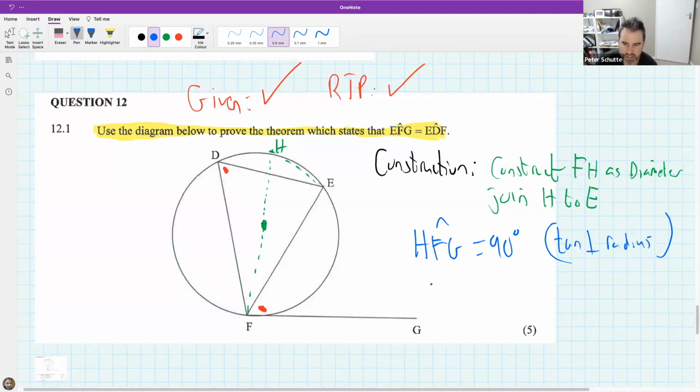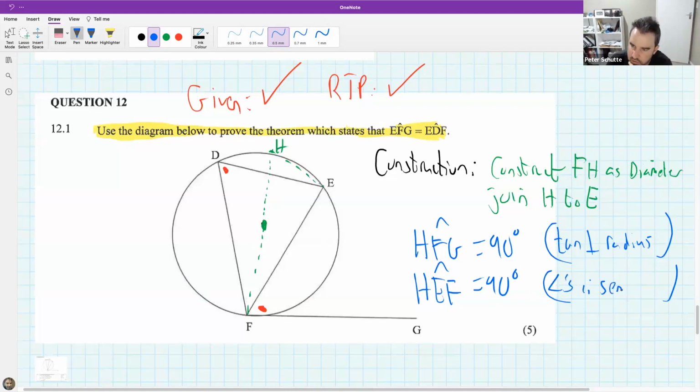And then what is the other one I need to say? HEF is equal to 90. And why is that equal to 90? I remember that's the diameter. So it's going to be angles in semicircle. So we know that and we know that. Okay, now what is the next step after that?